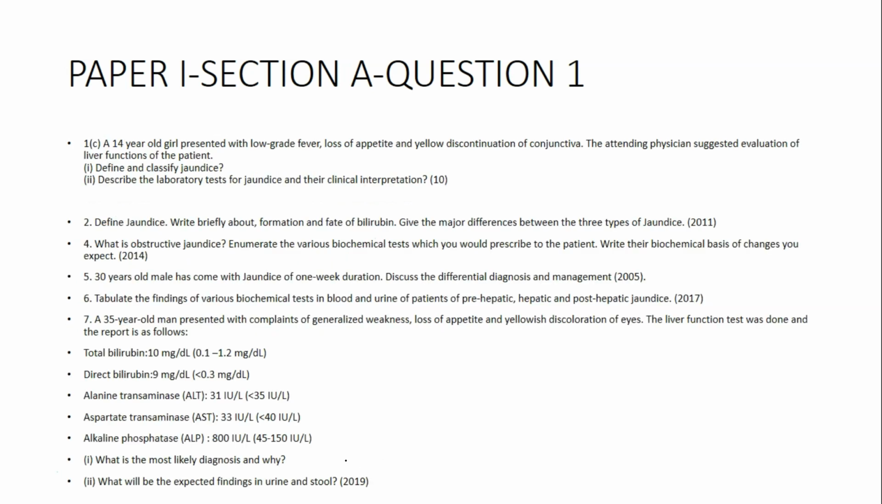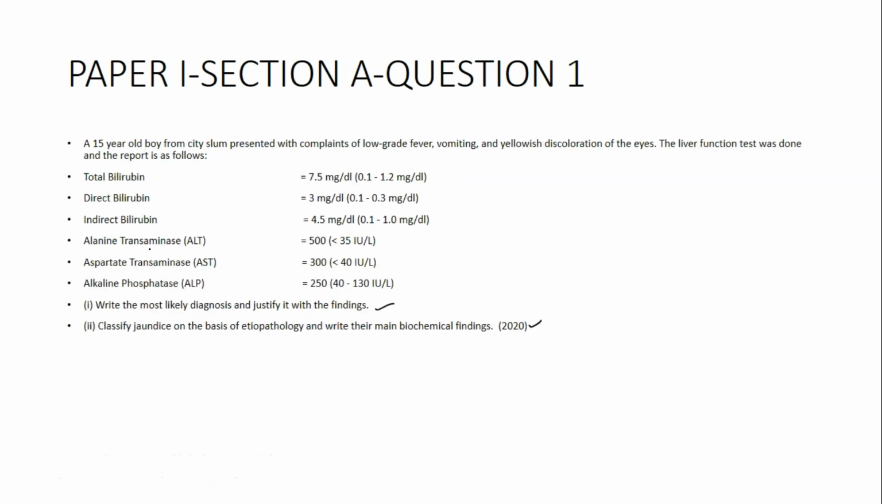The same question in 2019, see, total bilirubin, direct, they have given a 35-year-old man presented with complaints of weakness, loss of appetite, yellowish discoloration. LFT was done, and what is the most likely diagnosis and what are the expected findings in urine and stool. See, simple laboratory test. Instead of that, they have dissected it and given it. Not only that, in 2017, 2005, 2011, 2014, everywhere, from the biochemistry organ function test, the jaundice part is very important. So that's the reason I told you, you're not ready for this exam unless and until you are up for this question. So these are golden questions for you.